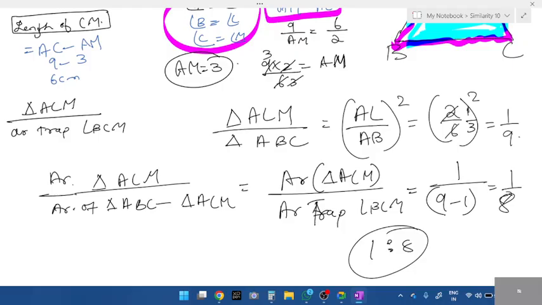So you can't directly find the area of a trapezium, students. That is not possible. You have to subtract it. One is to 8. Done. Completed, all of you.